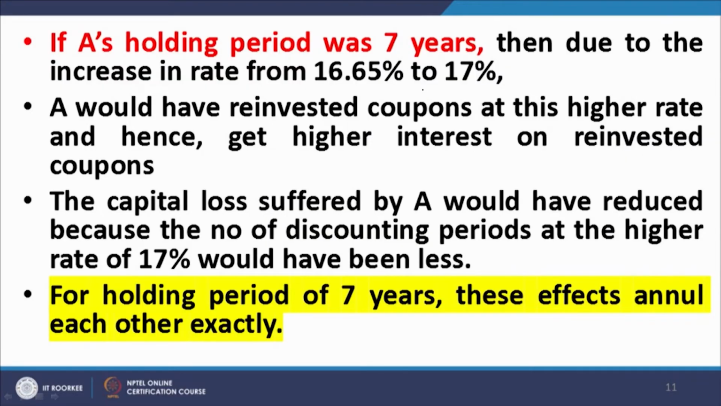So, there would be a significant annulment of the capital loss due to the interest rate increase by the reinvestment income. That is the important thing. A would have reinvested coupons at this higher rate and hence got higher interest on reinvested coupons. The capital loss suffered by A would have been reduced because the number of discounting periods at the higher rate of 17% would have been less. For a holding period of 7 years, these effects annul each other exactly.